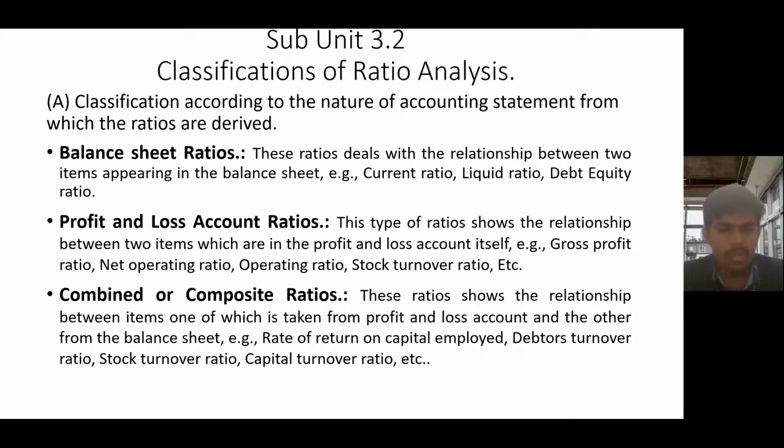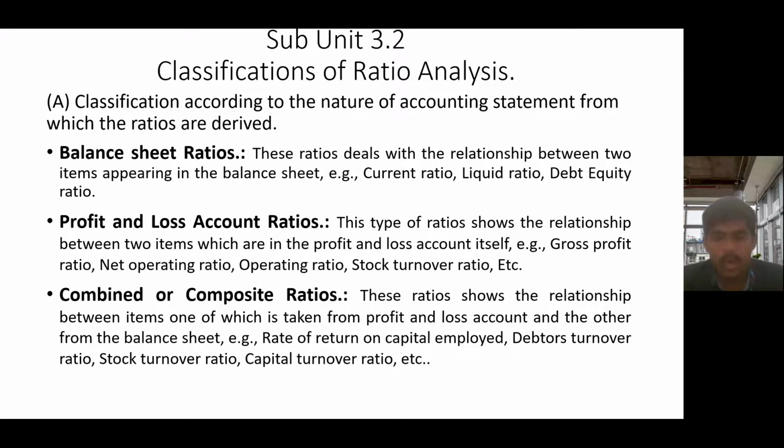Next, profit and loss account ratios. This type of ratio shows the relationship between two items within the profit and loss account itself. It shows the relationship between the profit and the loss appearing in the profit and loss account. In that it will give us the gross profit ratio, net operating ratio, operating ratio, and stock turnover ratio.